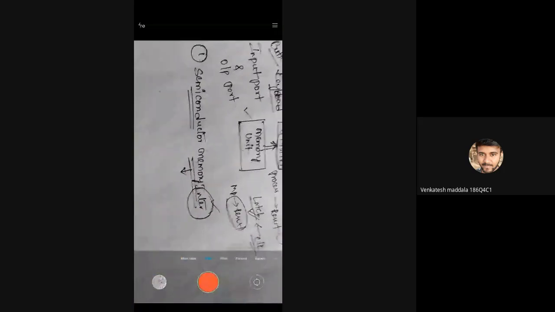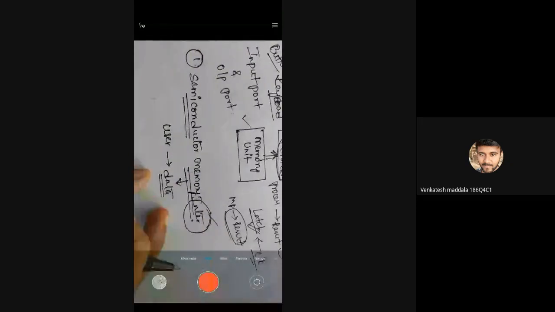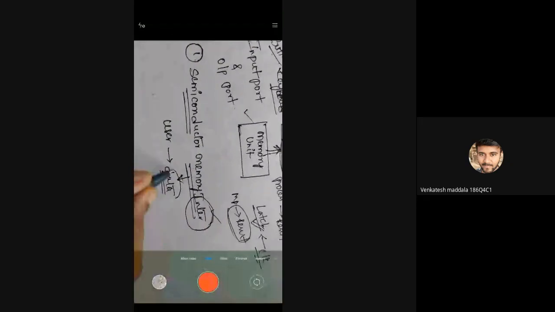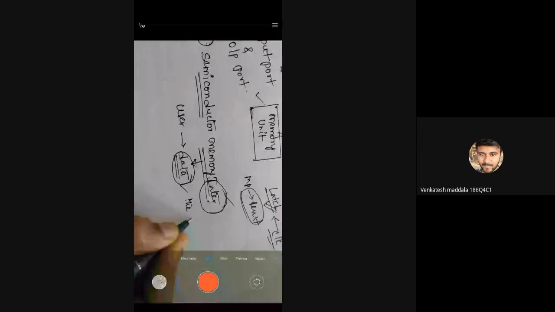Memory is something which is used to store data. The user wants the microprocessor to operate on some data. So the device which is used to store this data is called memory.